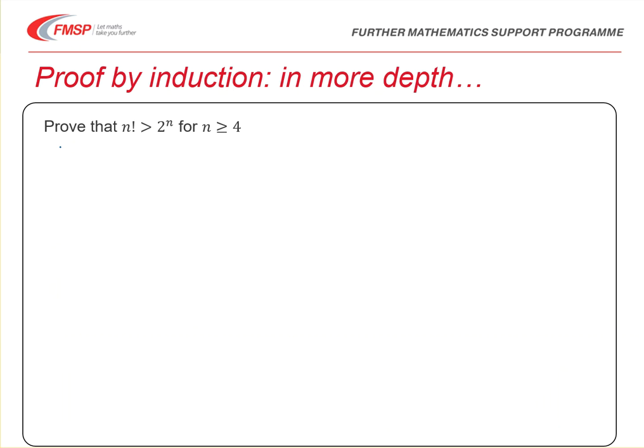In the first example, I'm aiming to prove an inequality, and I want to prove that n factorial is greater than 2 to the power n for all integer values of n greater than or equal to 4. It's already a little more interesting than some of the routine cases, because for the basis case we need to set n equal to 4, because that's part of our proposition.